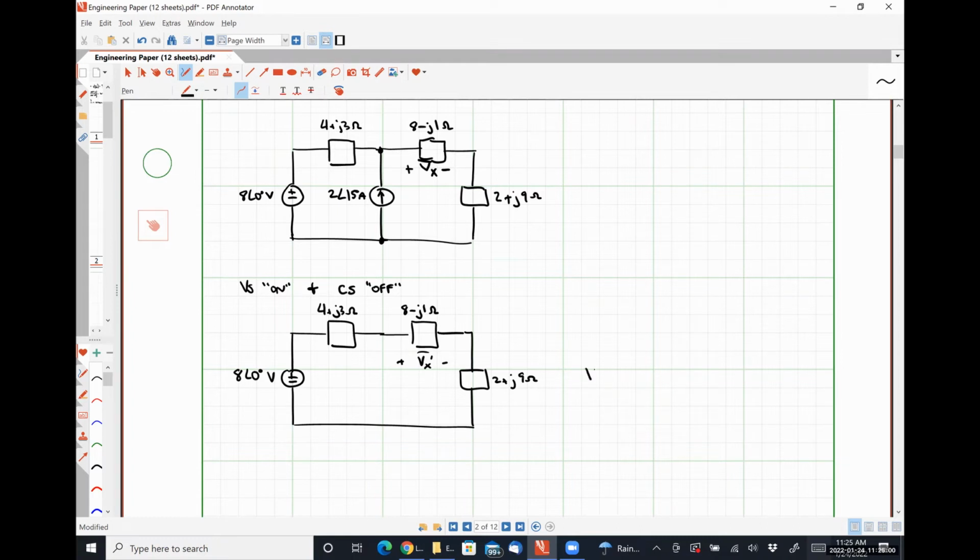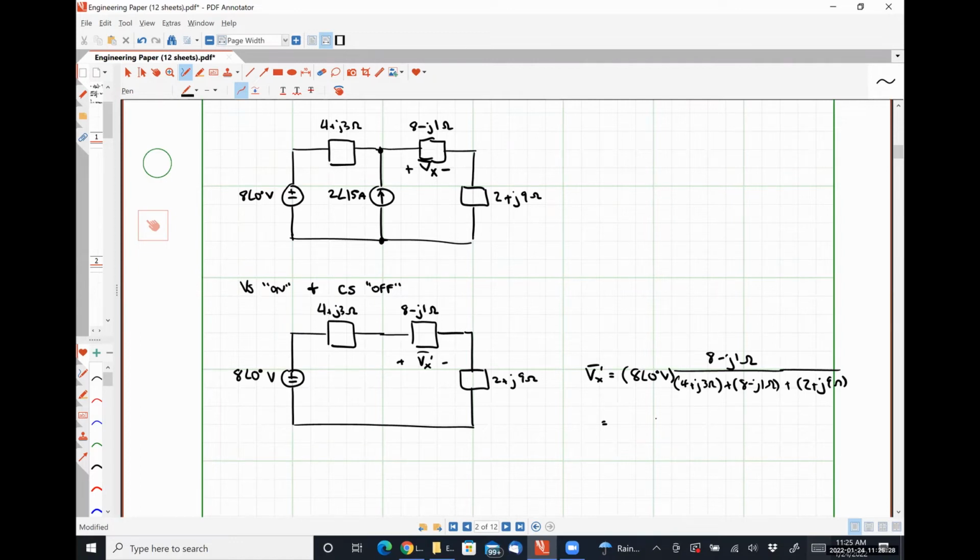And hopefully we can all see that just using voltage division, we're going to have 8∠0 volts multiplied by 8 minus J1 divided by 4 plus J3 plus 8 minus J1 plus 2 plus J9, like so.